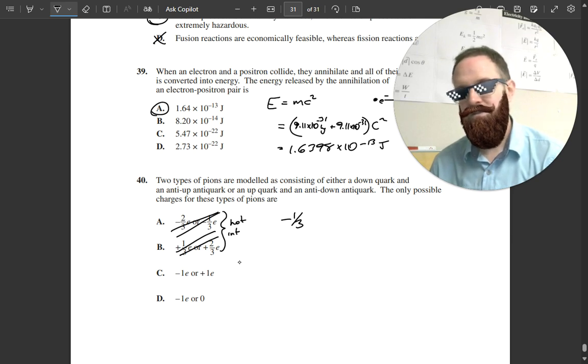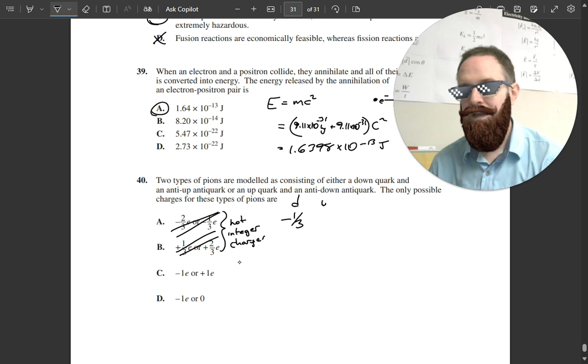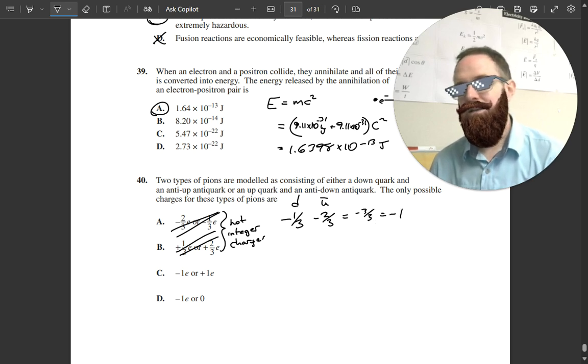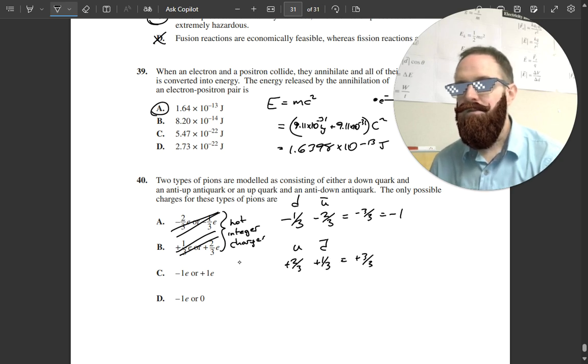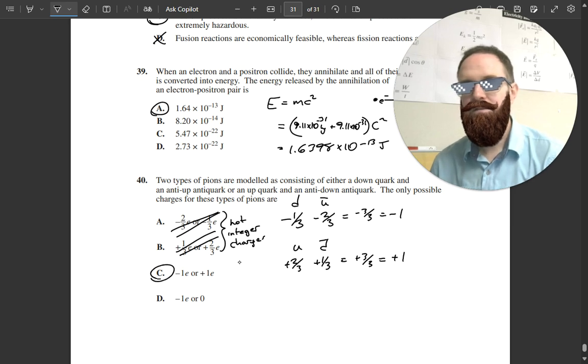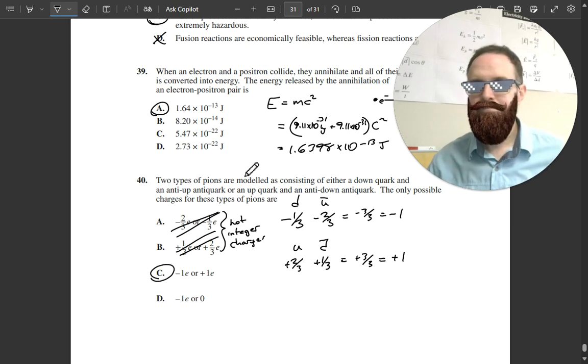Well, actually integer charges. Okay, so this is my down and an anti-up. Anti-up is a negative 2/3. If I add them together, I get negative 3/3, which is negative 1. Ah, that doesn't help. Okay, my next one is going to be an up and an anti-down. So 2/3, 1/3, 3/3, positive 1. So it's got to be C. There you go. And we're done.